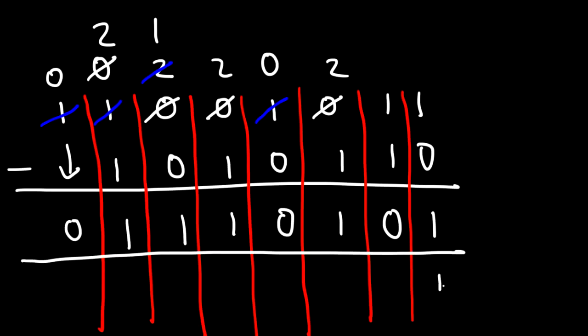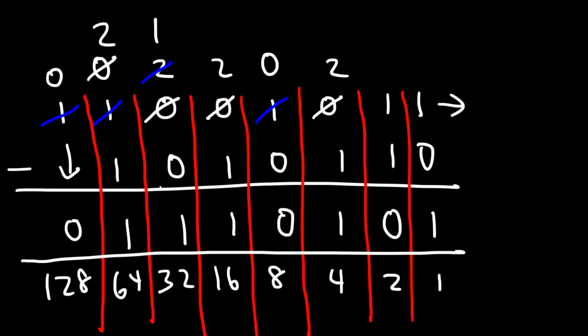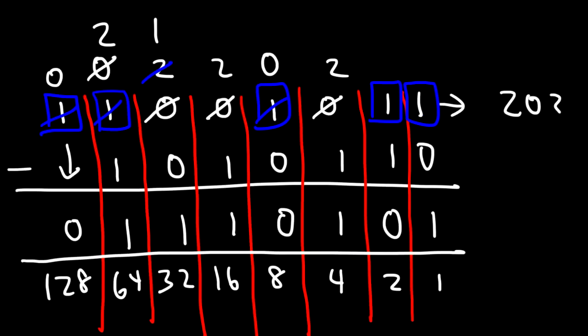2 to the 0 is 1. 2 to the first power is 2. 2 squared is 4. 2 to the third is 8. 2 to the fourth is 16. 2 to the fifth is 32, and so forth. So for the first number, we have a 1 in this column, so that's going to be 128. And then plus 64 plus 8 plus 2, and then plus 1. So that adds up to 203.